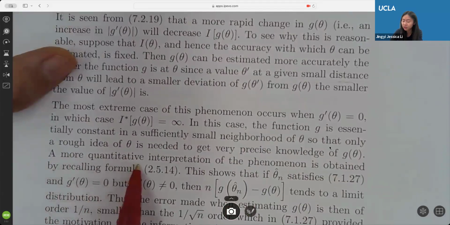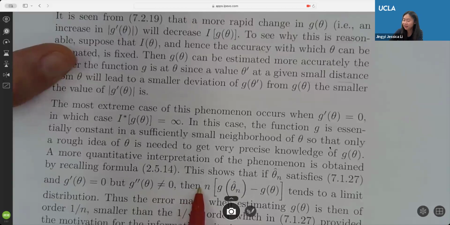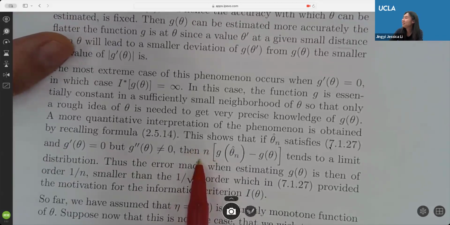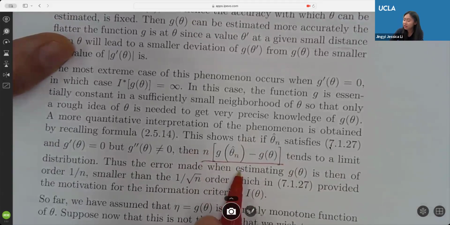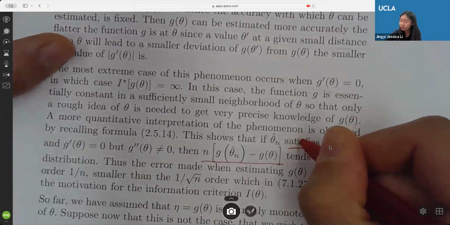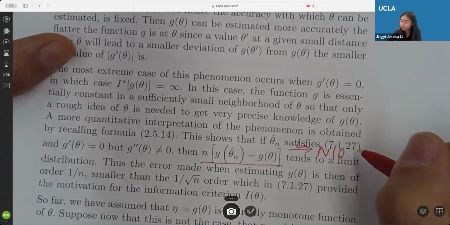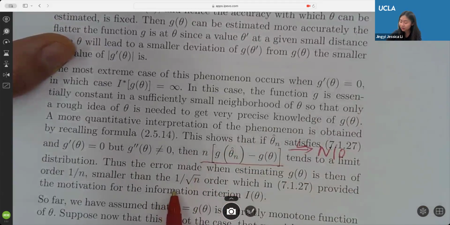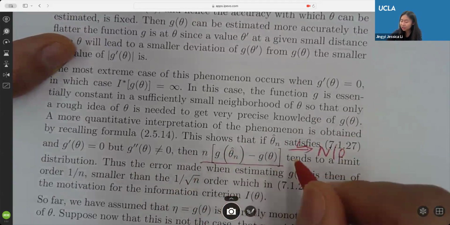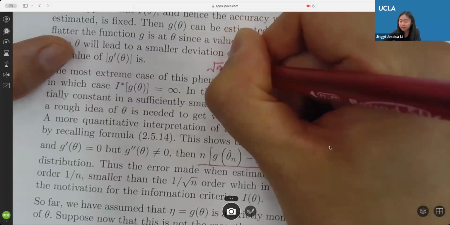A more quantitative interpretation of the phenomenon is obtained by recalling, okay, let's just forget about that. Yeah, but it's actually related to the delta method in chapter 2. So this is the delta method. Remember, what does this one tend to in law? Oh, actually, this is root n. Let me see. Okay, let's forget about it. Let me just write the delta method and then get back to here. So the delta method is this.